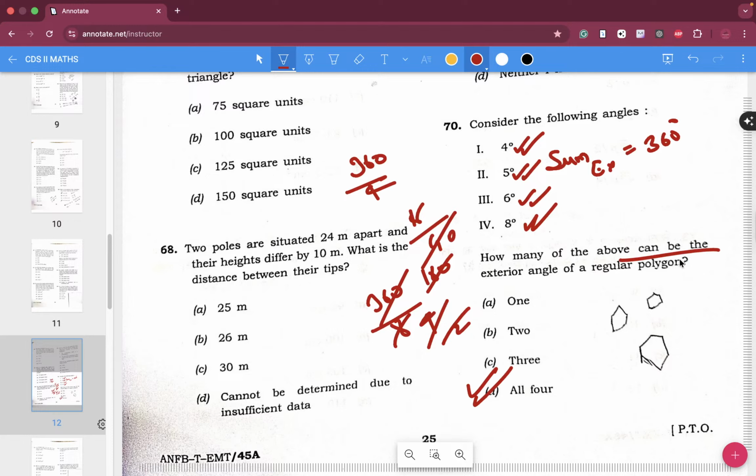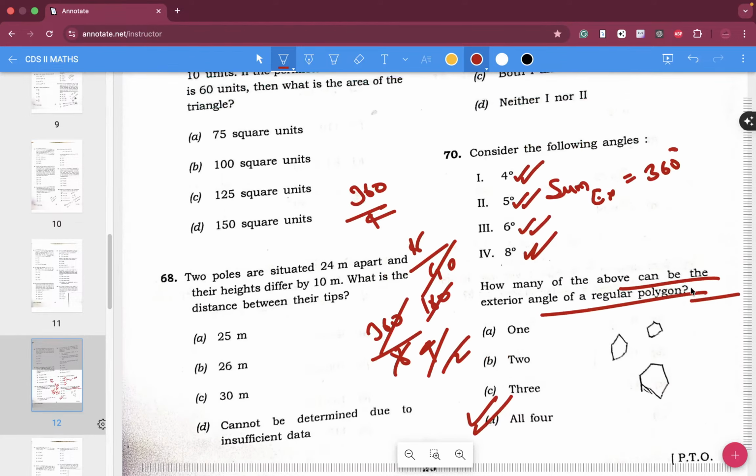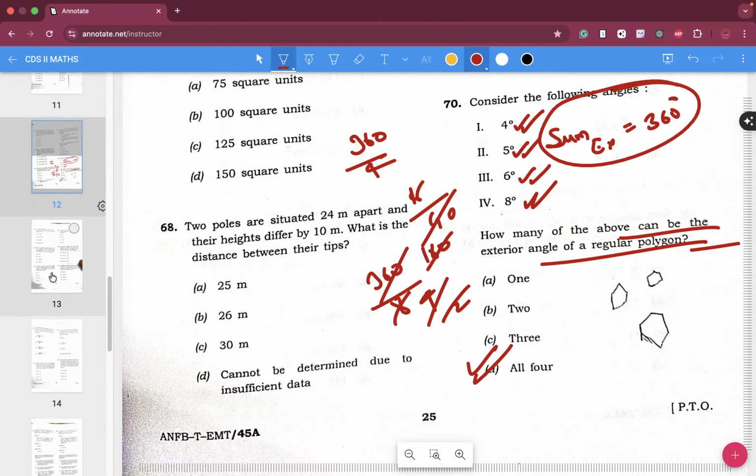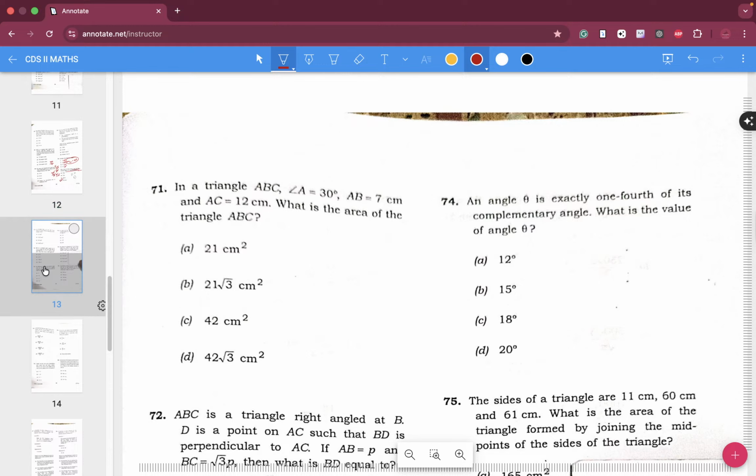So how many of the above polygons can be the exterior angle of a regular polygon? Yes, that is possible. All four are possible. If it is not divisible completely, then it is not a regular polygon. You only have to keep in mind that the sum of exterior angles of any regular polygon is 360.